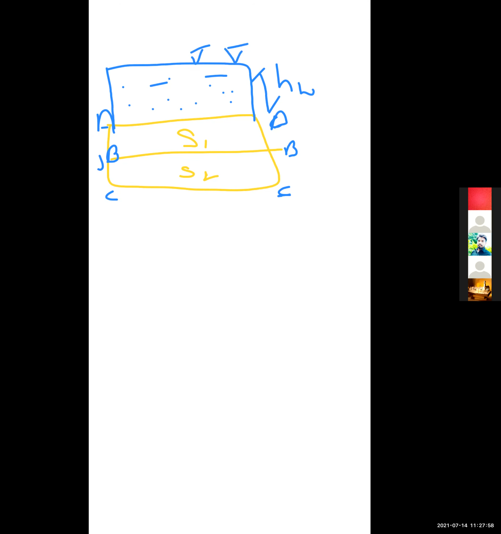How do we calculate? Simply, we can write here at A layer, is there any overburden pressure? Is there any total stress at A layer?